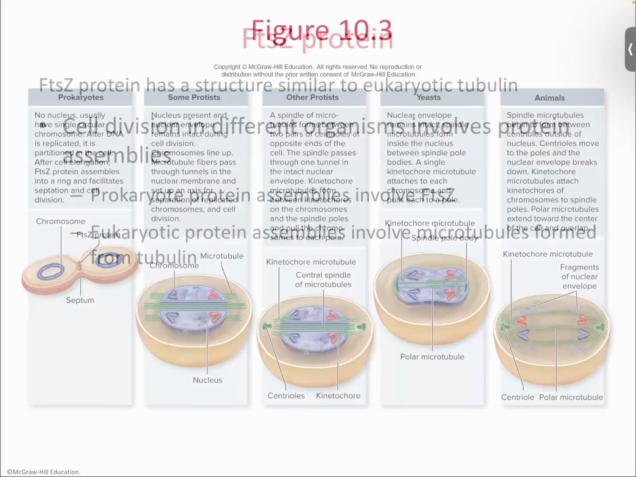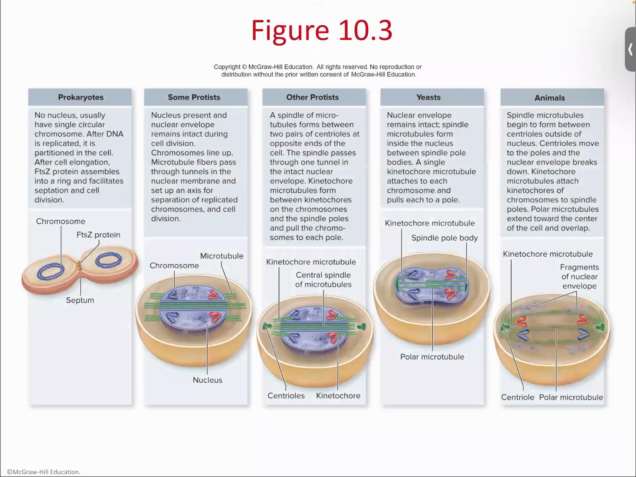Okay, so let's take a look at a couple of different types of organisms, and let's talk a little bit about how they structure this mitosis and how they pull this off. We already talked about bacteria and how they do things. This is what's called binary fission. But remember, the eukaryotes have to do something different.